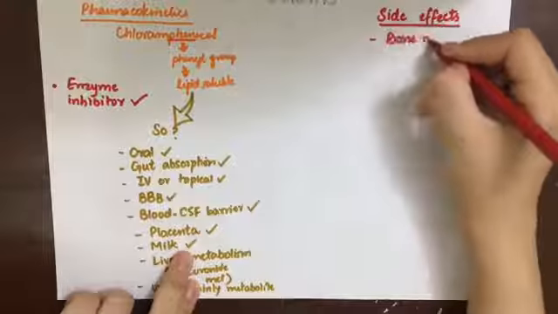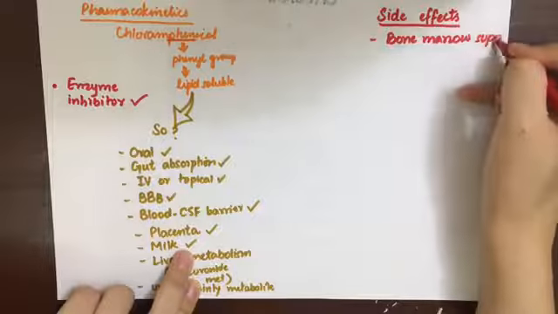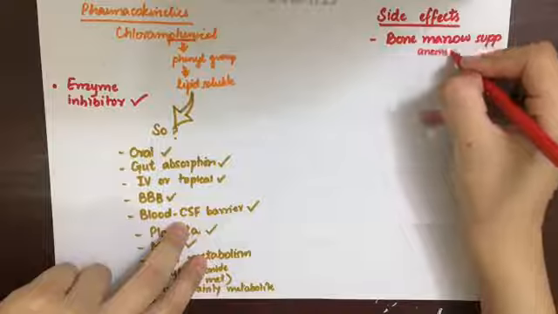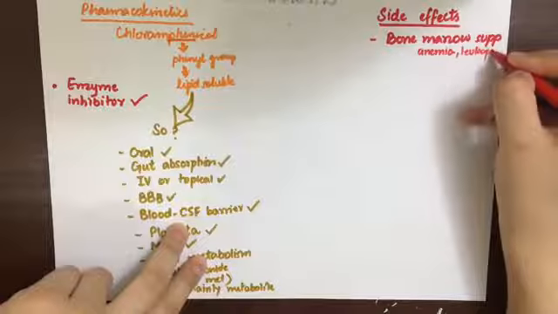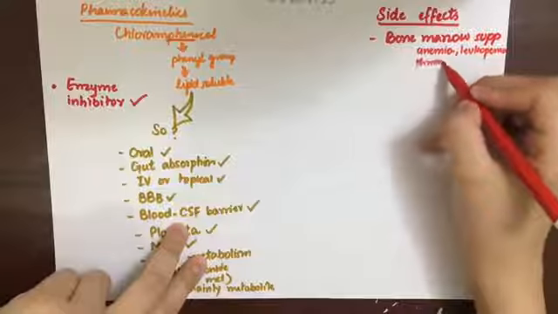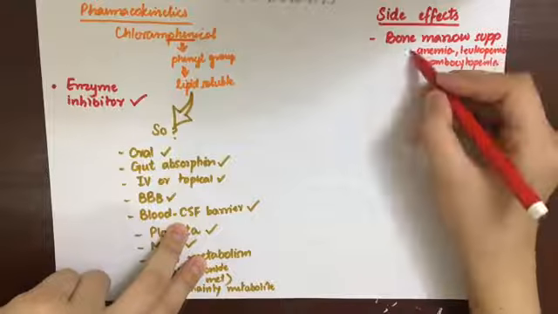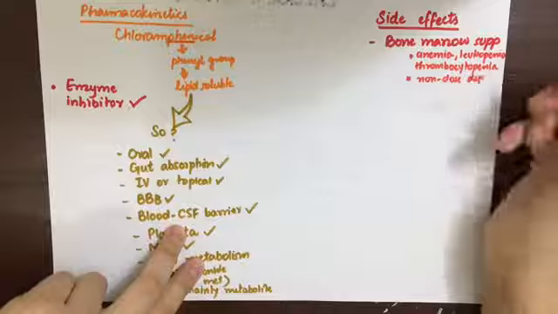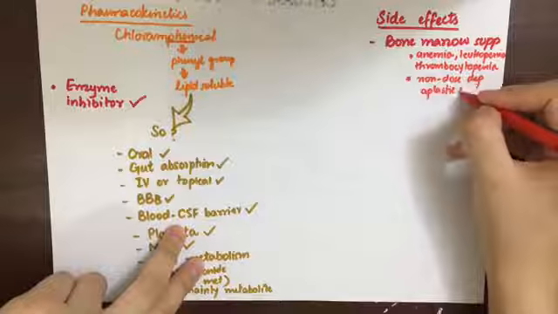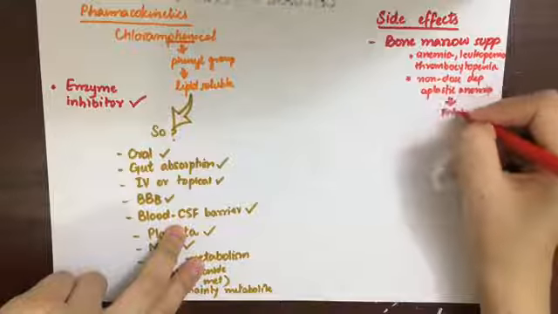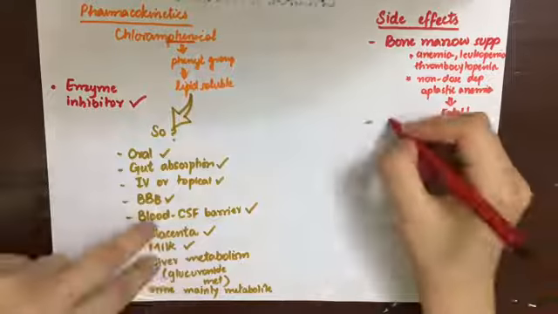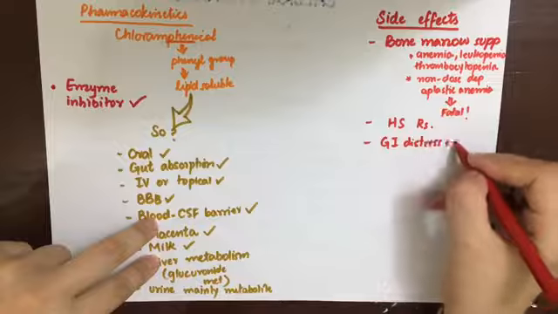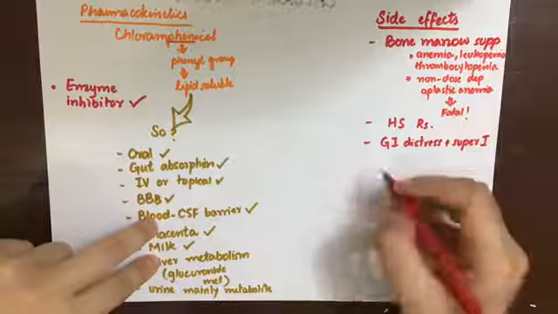Lastly, the side effects of chloramphenicol. Firstly, bone marrow suppression, as I first mentioned. It can be dose dependent or non-dose dependent. Dose dependent will be anemia, leukopenia, and thrombocytopenia, while non-dose dependent can be idiosyncratic aplastic anemia, which is fatal usually. It can also cause hypersensitivity reactions. Chloramphenicol can cause GI distress and superinfections with C.